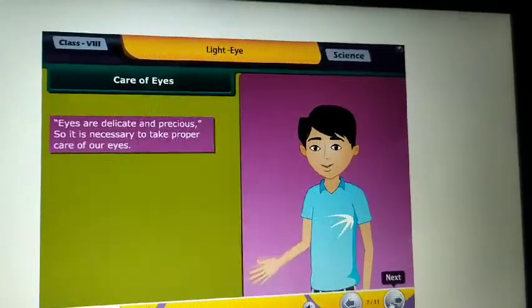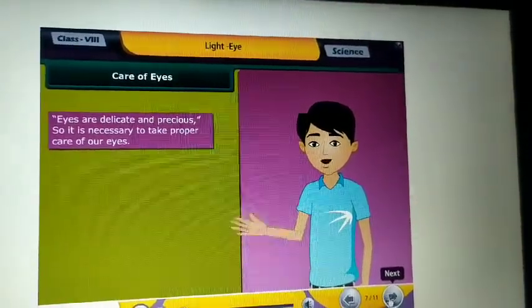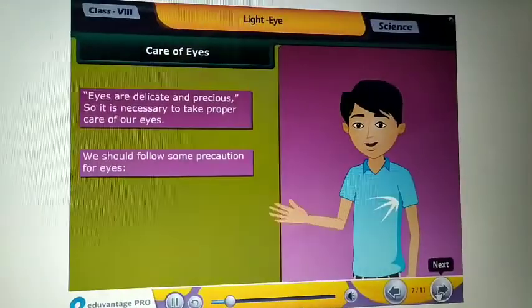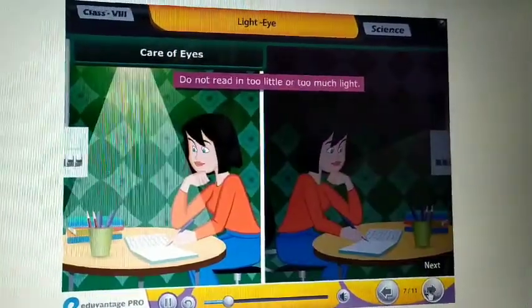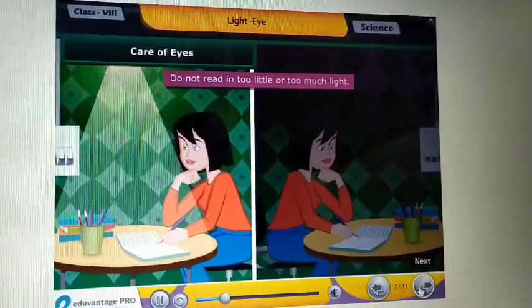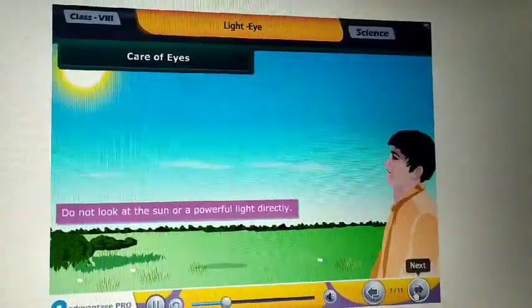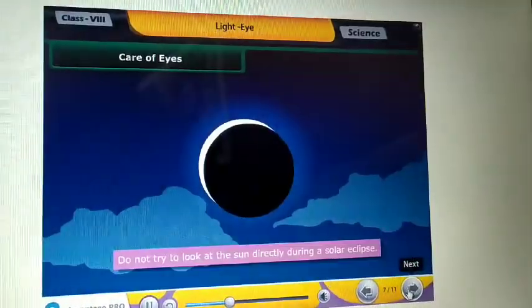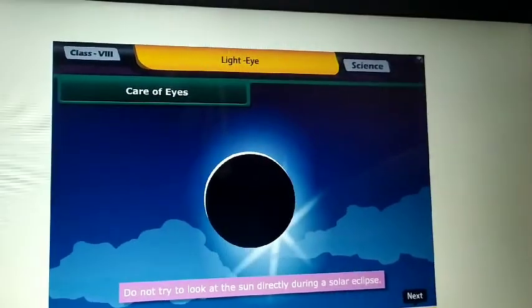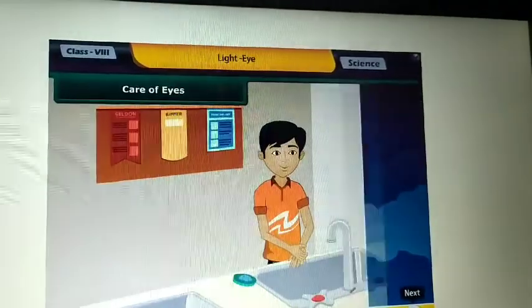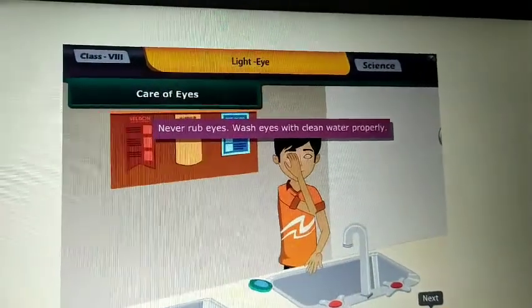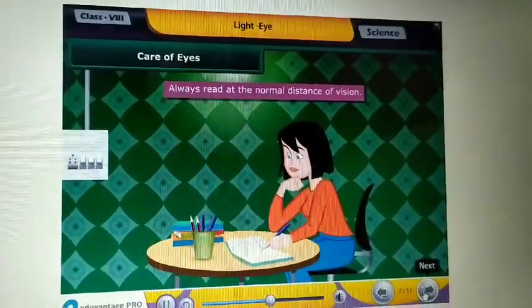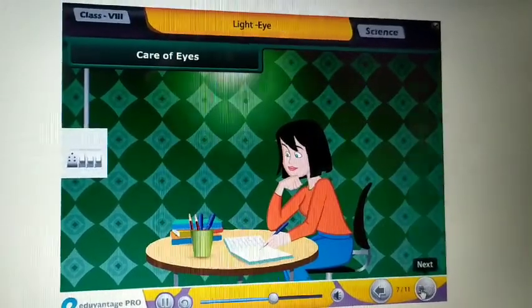Eyes are delicate and precious, so it is necessary to take proper care of our eyes. We should follow some precautions for eyes. Do not read in too little or too much light. Do not look at the sun or a powerful light directly. Do not try to look at the sun directly during a solar eclipse. Never rub eyes. Wash eyes with clean water properly. Always read at the normal distance of vision.